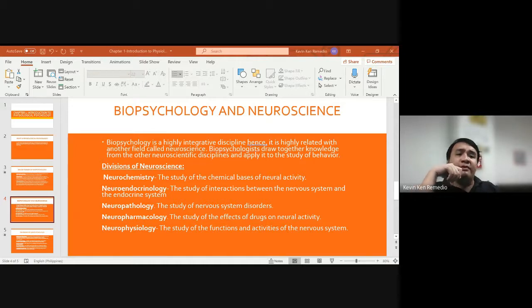Have you heard of the words antagonist drugs, agonist drugs? Oh, in physiopsych, you will hear that later on. Antagonist drugs have a certain effect on the brain. Agonist drugs also have a certain effect on neural activity. Later on, you will learn about them.